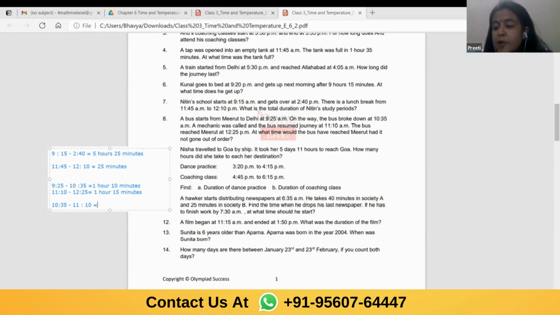Total journey from Meerut to Delhi is 2 hours and 25 minutes. In between, because the bus broke down, the time was wasted. If the time would not have been wasted, then at what time would the bus have reached Delhi? This is the question. If the bus had not broken down, at what time would it have reached? Sorry, Delhi. So if we find out how much time was wasted, then we can figure it out. We will go backward from 12:25 by that much time.